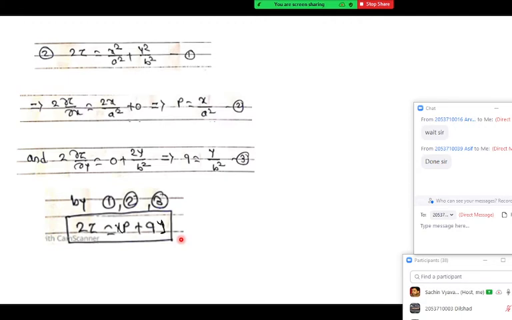So again, we got a first order PDE because there are two arbitrary constants. Done. All of you completed? So can I move to the next question? Next one then.